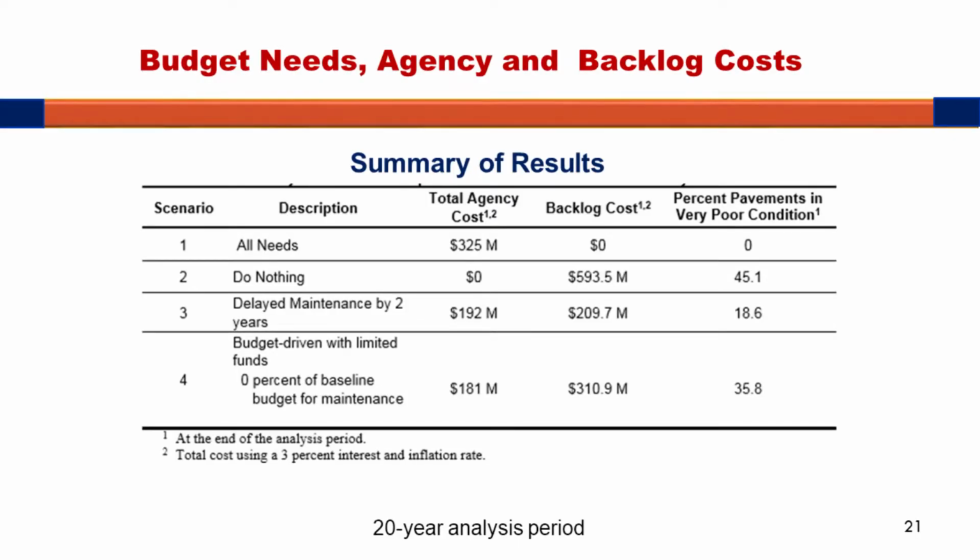And if you look at the condition, you see here for the do nothing it is 45 in very poor, it increases a lot from the beginning. And then for delay maintenance it is 18.6, and the budget driven is 35.8. So delay maintenance is not really a good choice or a good option. You have to do something.